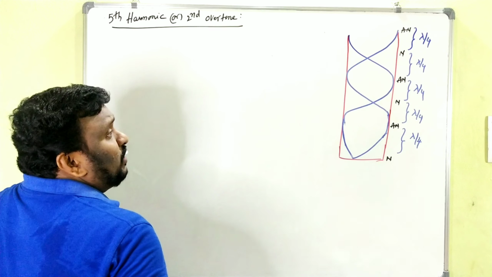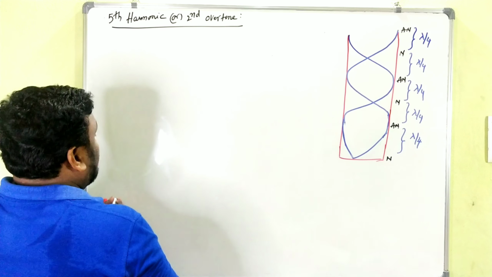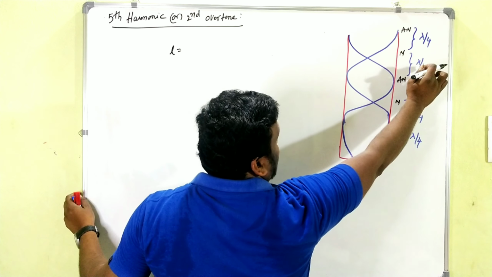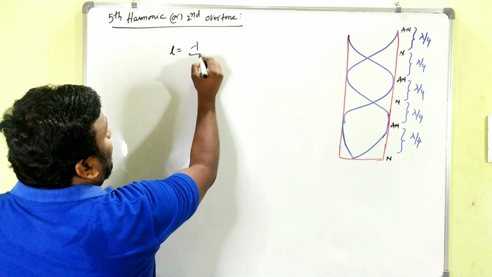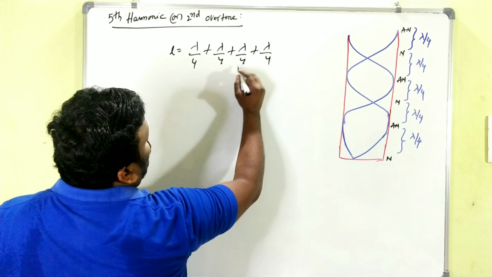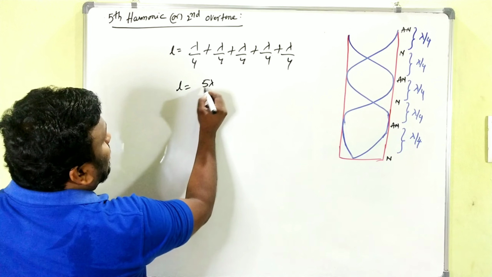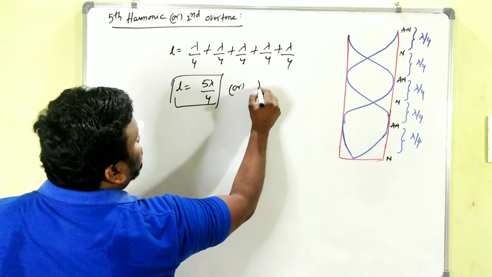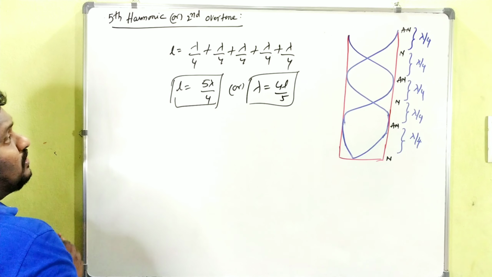As usual, the length of the pipe should be equal to that particular wavelength. Then L is equal to lambda by 4 plus lambda by 4 plus lambda by 4 plus lambda by 4 plus lambda by 4. How many are there? L is equal to 5 lambda by 4. From that we write lambda is equal to 4L by 5, children.